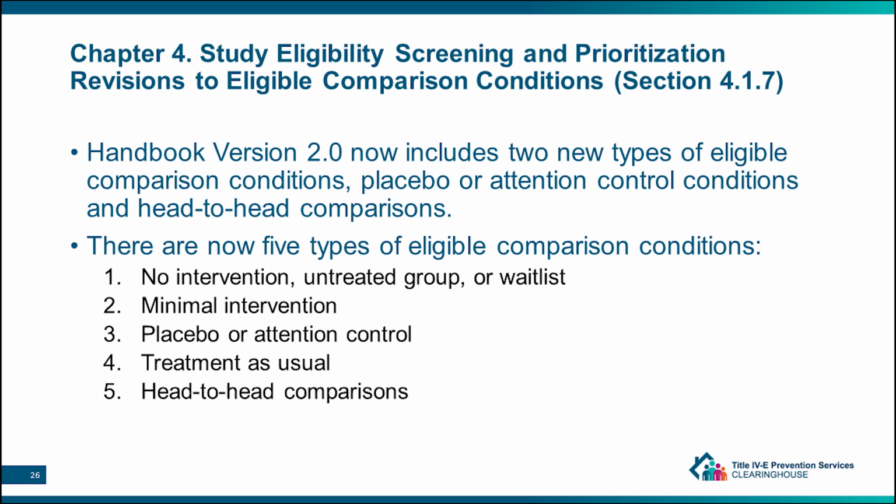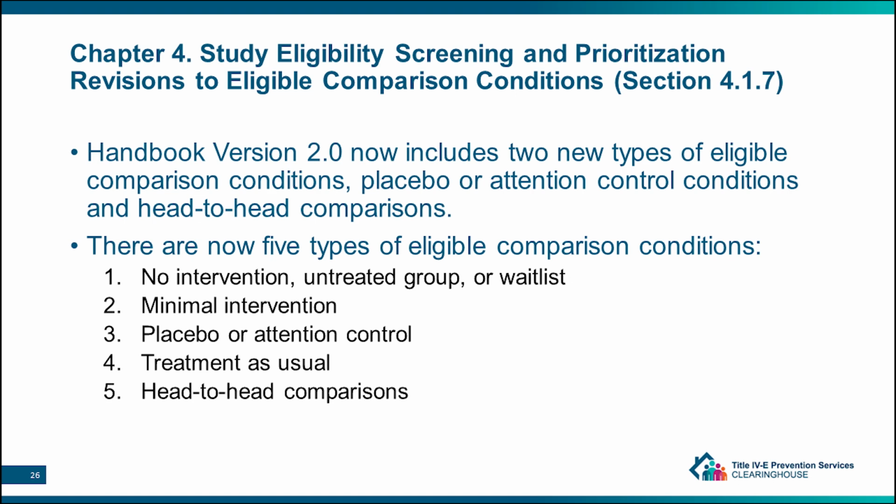For revisions to eligible comparison conditions, section 4.1.7, many public comments requested expansion of eligible study comparison conditions beyond no or minimal treatment and treatment as usual to include more active comparison conditions. Many experts also recommended that the Prevention Services Clearinghouse consider including active comparison conditions. Handbook version 2.0 now includes two new types of eligible comparison conditions: placebo or attention control conditions and head-to-head comparisons.